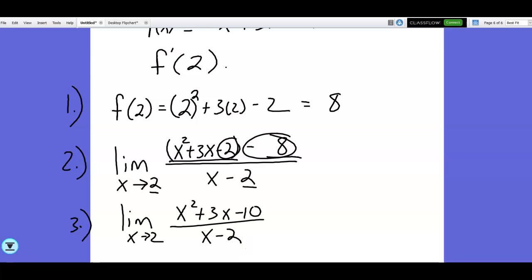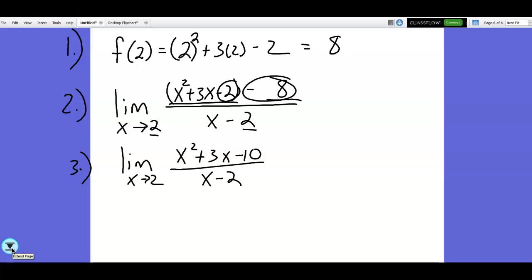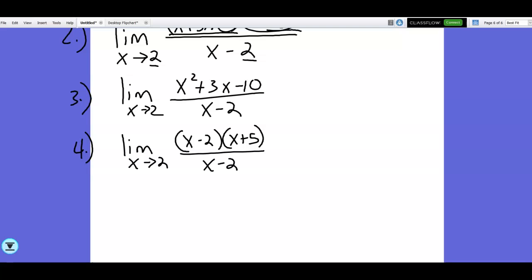Okay, now we get to move on to step 4. Step 4 is where we're going to remove the discontinuity, and that requires you to factor. So go ahead and pause the video here, see if you can factor and cancel to remove the discontinuity. Okay, so if you factored x squared plus 3x minus 10 correctly, you would have gotten x minus 2 and x plus 5. And these will cancel. And that would leave us with this. So that's the end of step 4. And now I want you guys to go ahead and pause the video here and do step 5, which is to do direct substitution and find your answer.